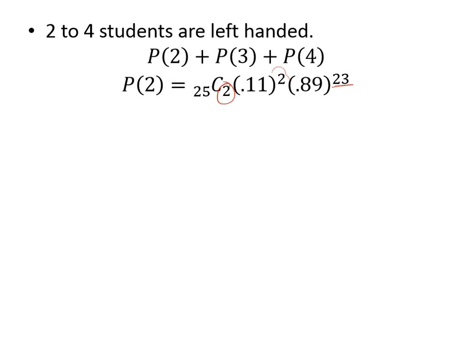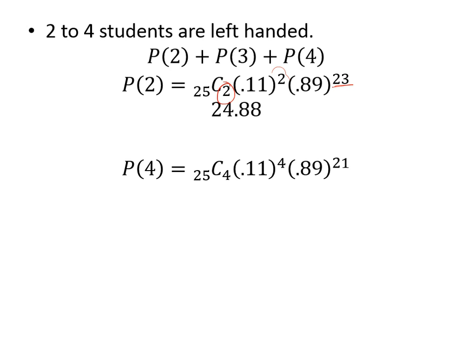But the percentage is still the same, because it's still an 11% chance that each individual is left-handed. So we'd multiply it through, and we get about 24.88. As you see here, it's a little bit different than the 3. And then for the 4, we would do the same thing, but instead of the 2, we plug in a 4, multiply 3, and so on, and we end up getting about 16.03. As you see, it drops off when you get to 4.